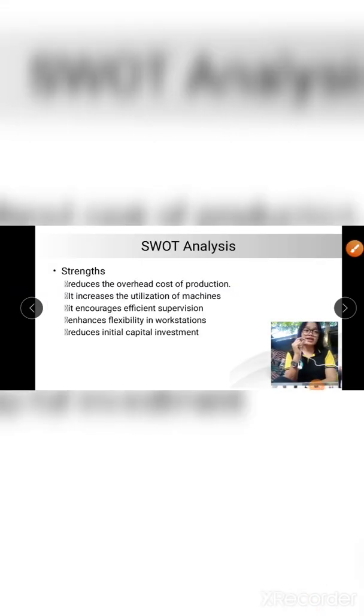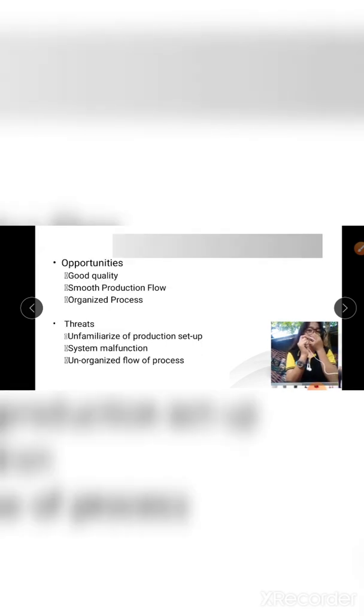We also have a SWOT analysis, which means the strengths, weaknesses, opportunities and threats in the production layout. In strengths, we have the reduced overhead cost of production. It increases the utilization of machines, encourages efficient supervision, enhances flexibility in workstations, and also reduces initial capital investment. In the weaknesses, the possibilities are high work in process inventory, low operations, and expensive material handling compared to the product layout. It requires constant inspection, has a high production gap, requires highly skilled operators, and requires expensive machines.